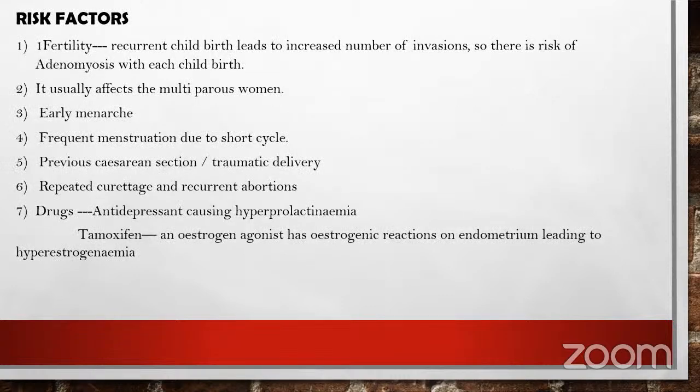Risk factors. The risk factors are fertility. Recurrent childbirth leads to breakdown and invasion of the endometrium, so there is risk of adenomyosis with each childbirth. It usually affects multiparous women. Early menarche, frequent menstruation due to short cycle, previous cesarean section and traumatic delivery, repeated curettage and recurrent abortions, drugs such as antidepressants causing hyperprolactinemia. Tamoxifen, an estrogen agonist, has estrogenic reaction on endometrium leading to hyperestrogenemia.